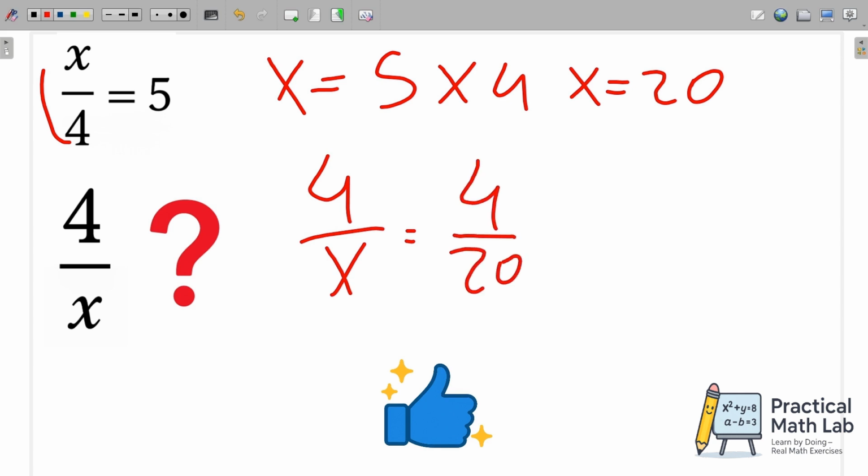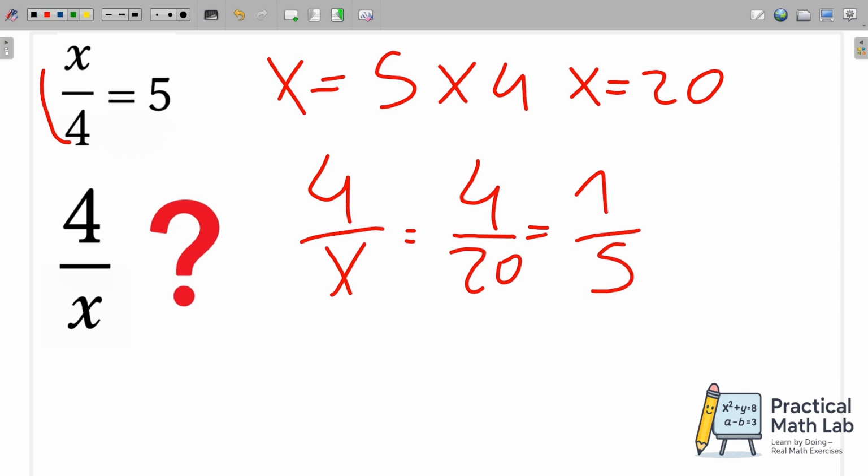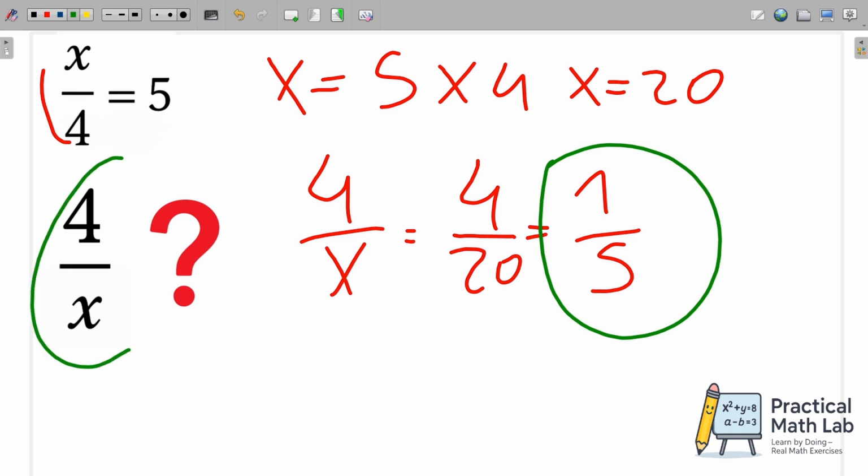So in this case, we can actually simplify the expression here by dividing both the numerator and the denominator by 4, which will give us the result of 1 over 5. So it's a question that seems hard, but actually it's simple to solve. We have to find the value of x first, and then find out what 4 over x is.